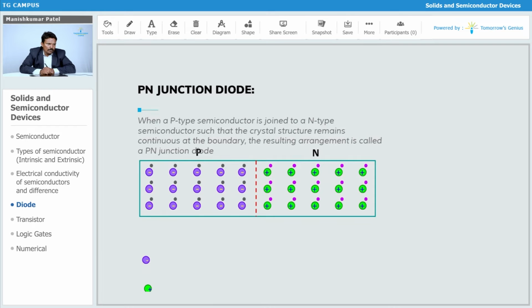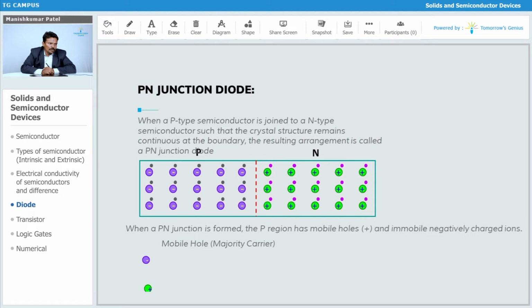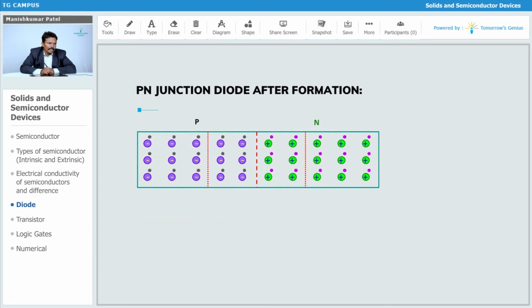So now what will happen when I join them? Definitely the same thing which we have just discussed over here, that it consists of mobile holes and immobile negative ions, which we have just seen. Now the next thing is what will happen after the formation. In short, I can tell you over here, when they are connected, this is the boundary which connects them.